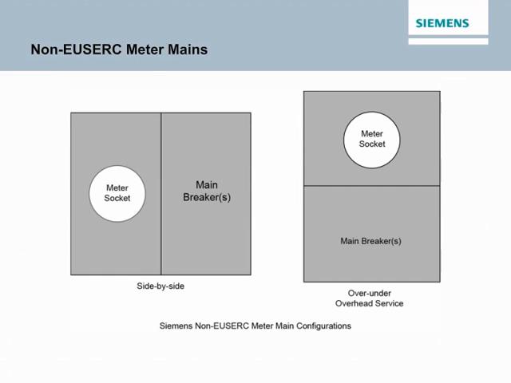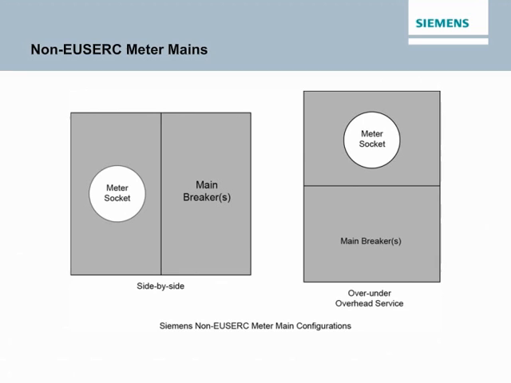Siemens non-USERC meter mains are designed for single-phase 3-wire 120/240 volt service and have 100 to 400 amp continuous current ratings and a 22,000 amp interrupting rating. Most feature a side-by-side design. However, a 100 amp over-under meter main, with a meter socket on top and a 10,000 amp interrupting rating, is also available. Some Siemens meter mains contain a limited number of extra spaces to provide easy wiring of outdoor circuits such as air conditioning units and spas.